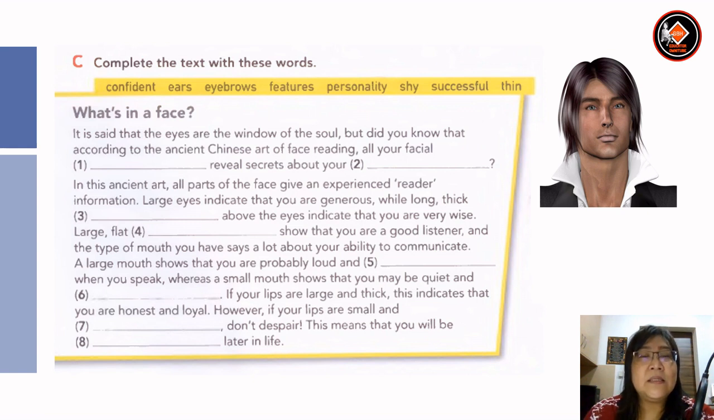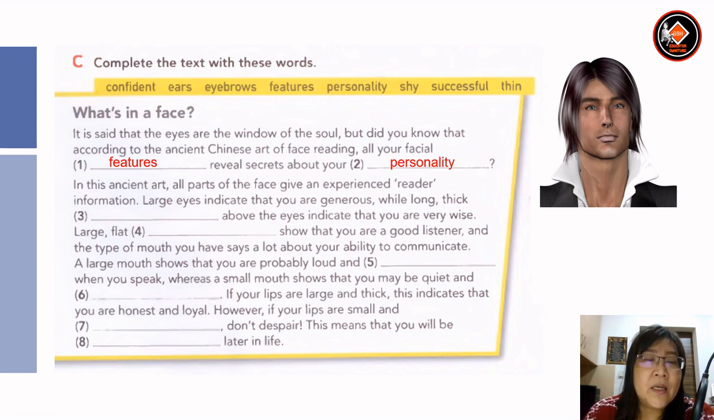Now for exercise C, complete the text with these words. So you have confident, eyes, eyebrows, features, personality, shy, successful, and thin. Let's look at the text or the passage. What's in a face? It is said that the eyes are the window of the soul. But did you know that according to the ancient Chinese art of face reading, all your facial features reveal secrets about your personality.